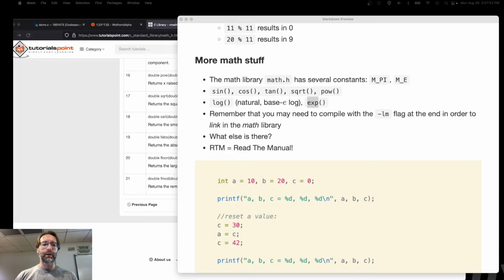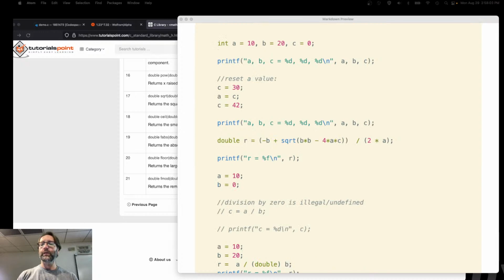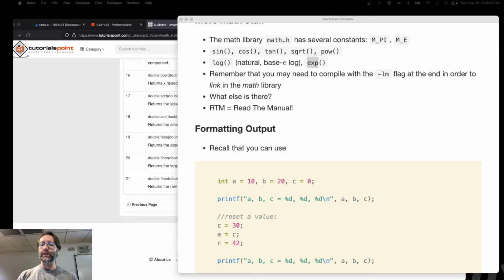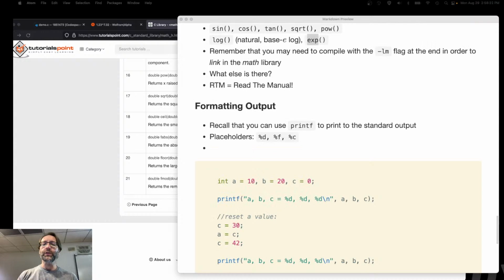All right. Any questions so far? No? Then let's look at formatting output. Recall that you can use printf to print to the standard output. And there are placeholders: %d for integers, %f for floating point numbers, and %c if you just have a single character. We'll have very little need to use that, but if you need to print out a single character, %c is what you use. You can also use modifiers.